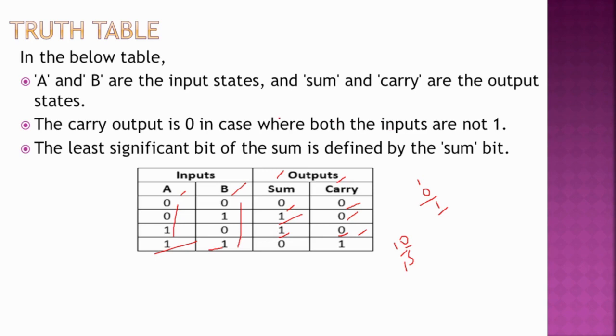That's what I mentioned in this word. The carry output is 0 in the case where both the inputs are not 1. Okay, so here the carry will be 0, right? Here the A and B values are not both 1. Either A will be 1 or B will be 1.